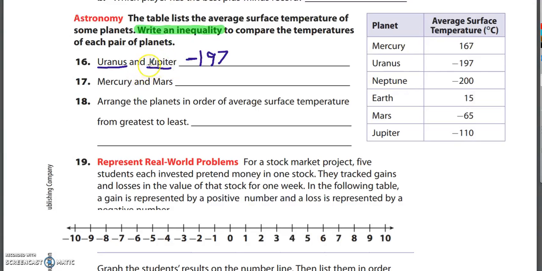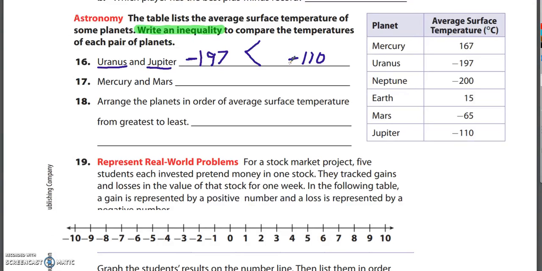And then we take Jupiter, I'm going to put that number on the right. Jupiter's -110. Now we simply insert the symbol that makes it true. So think about a number line, and in the center of the number line would be 0, and then you start working your way towards the left where the negatives are. And the first one you'd come to is -110, which means it's to the right of -197, which makes it greater than. So I would say that -197 is less than -110.